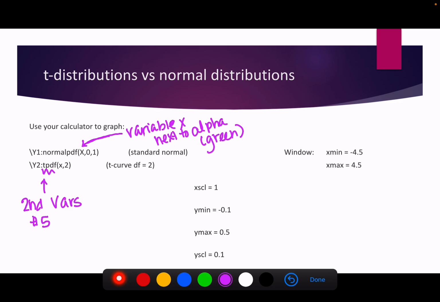And then you're going to click paste, and then you're going to go to window, which is next to y equals. You're going to type all this information in, and it is a little skewed. So you are going to do a negative 4.5, positive 4.5 with a scale of 1, negative 0.5, positive 0.5 with a scale of 1, and then you're going to hit graph.